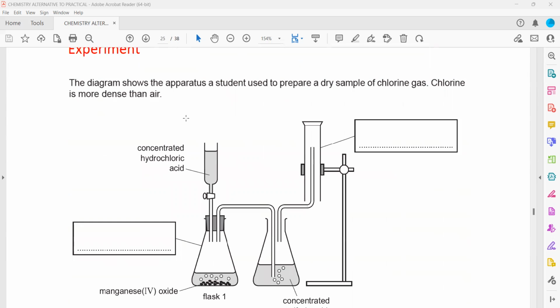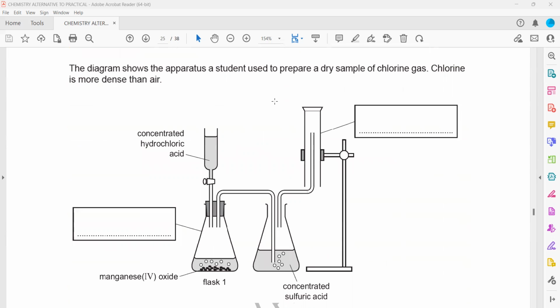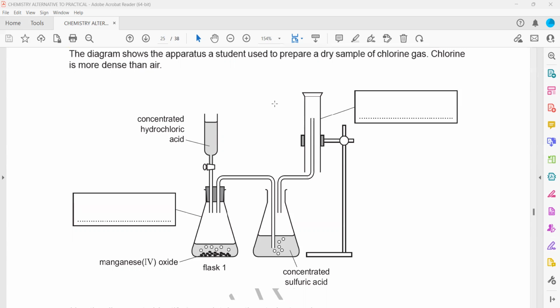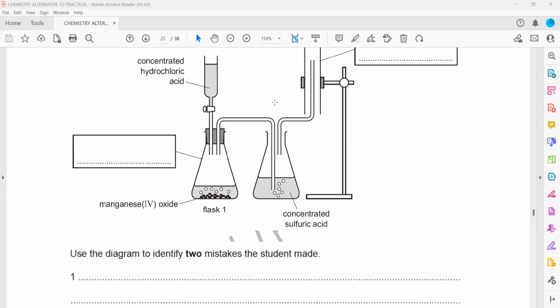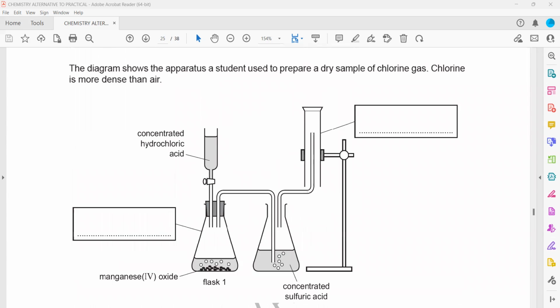Then the diagram shows an apparatus used to prepare a sample of chlorine gas, which is dense. Using the diagram, identify two mistakes. Look, they already give you the answer: they mentioned chlorine is dense. But we are collecting it in the manner used for gases less dense than air. So the method of collecting the gas is not correct, because chlorine is dense, so it will sink.